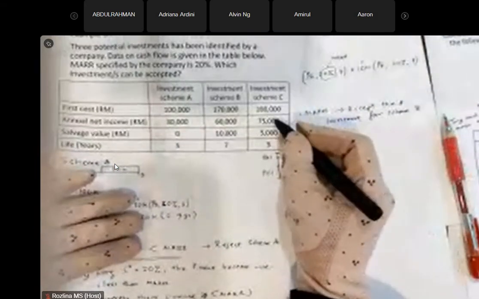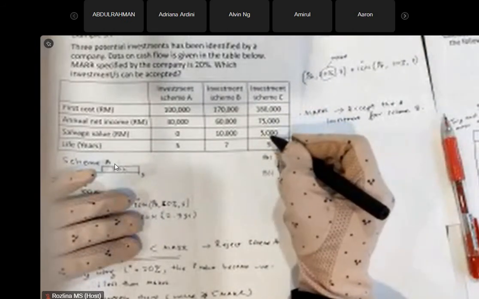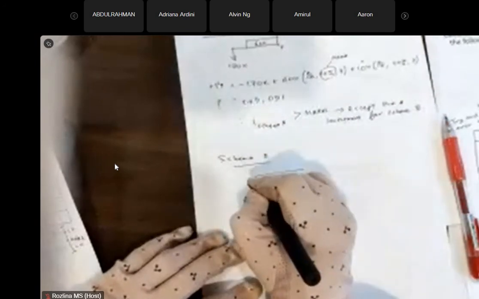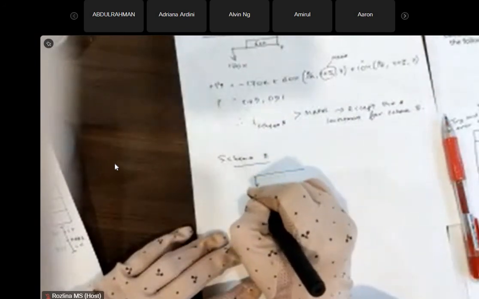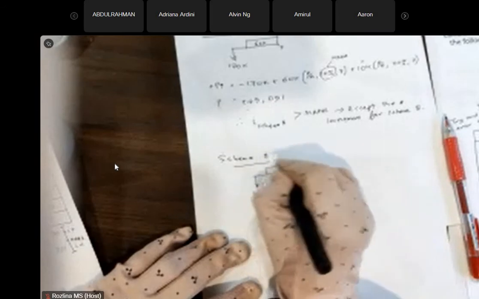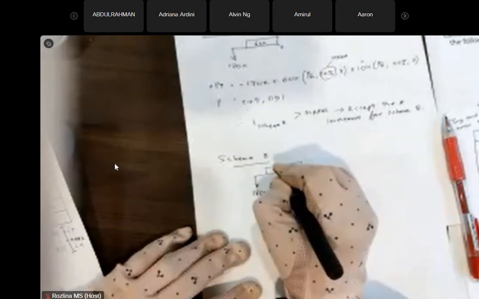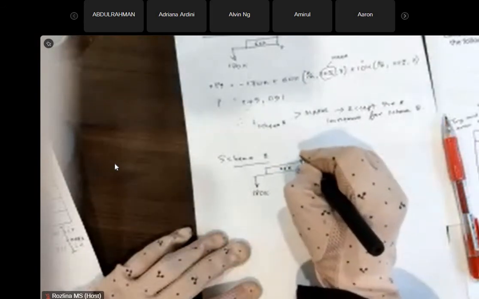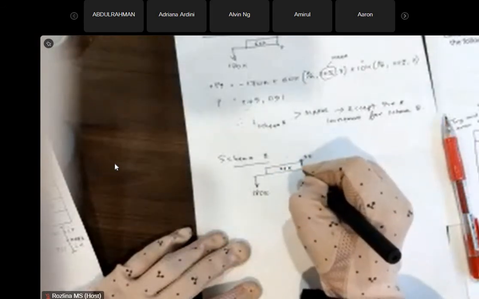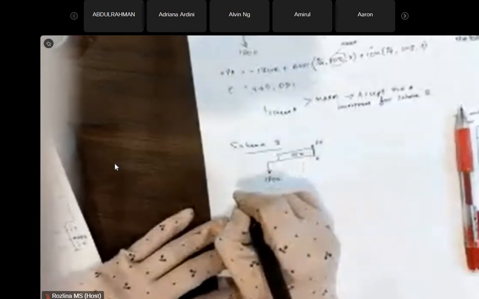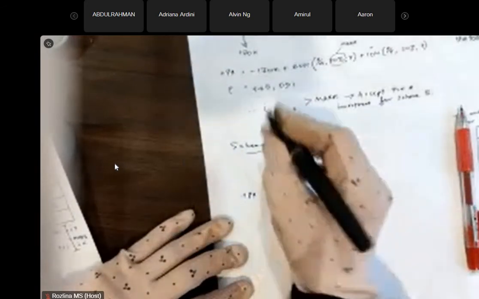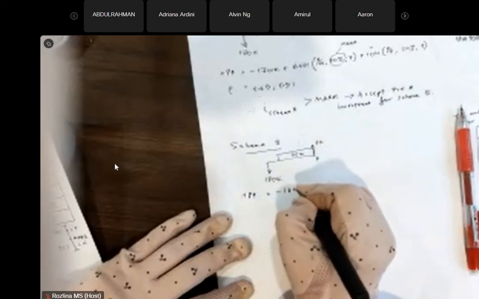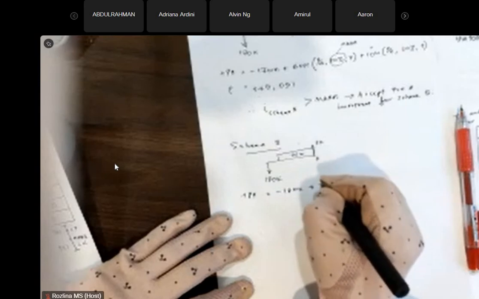Okay, first cost 180, A 75, F is 5,000. So sini you draw dia punya ni 180k, with the A is 75k, and the salvage nilai akhir dia is 5k at the year 5. Okay, buat sama juga. And you have to do this type jugalah. Sama je. 180k plus 75. This one is A.